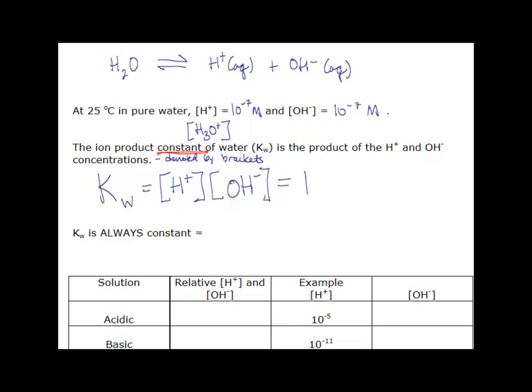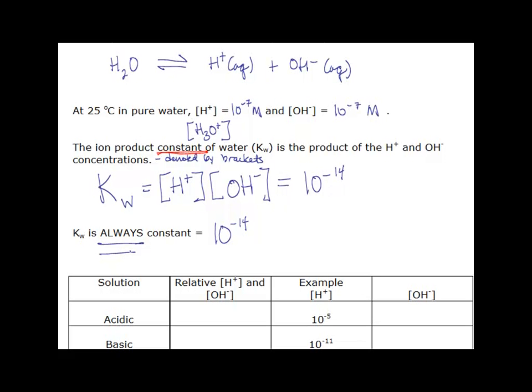It's always 10 to the negative 14th. So Kw is always constant. The reason I'm talking about this is because knowing the ion product constant of water is very helpful in determining whether we have an acidic, basic, or neutral solution.